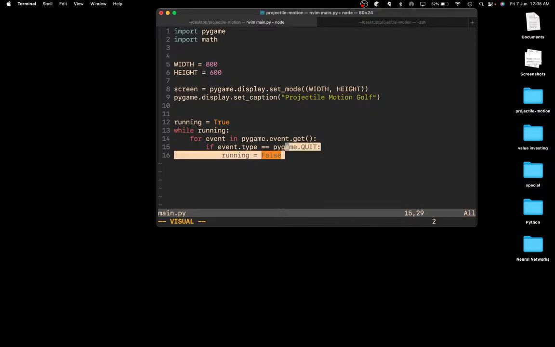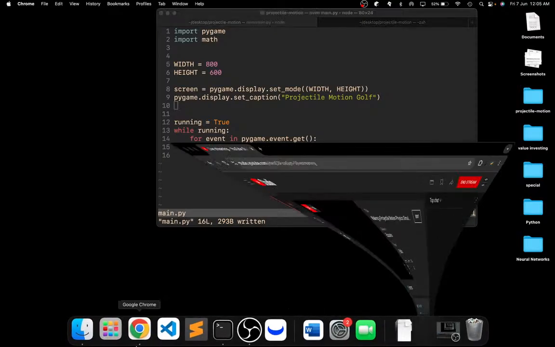Okay. So for now, what I also want to do is change the color a bit. So, how do we do that? I actually don't remember. I think there was a screen.fill kind of a thing. I don't know. I'm going to have to Google this.